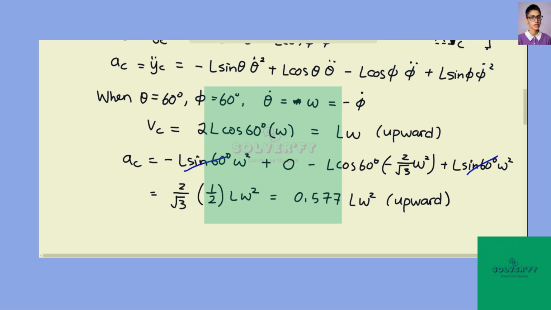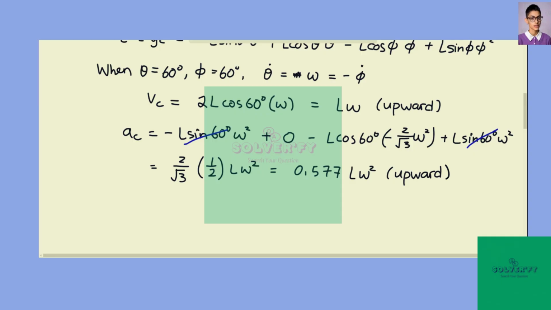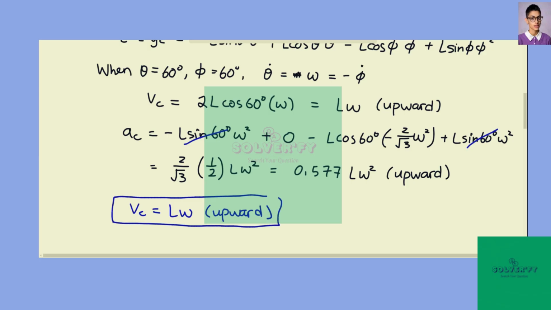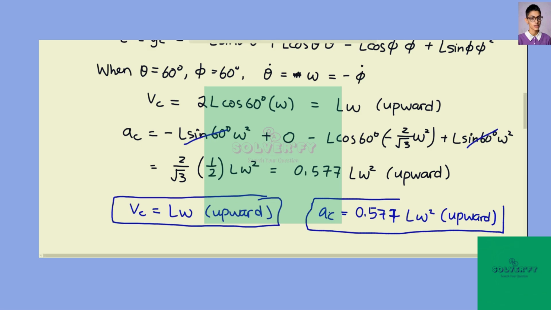Okay, so the final answer: vc is equal to L omega upward, and then ac is 0.577 L omega squared upward. Okay, so these are the answers for this question.